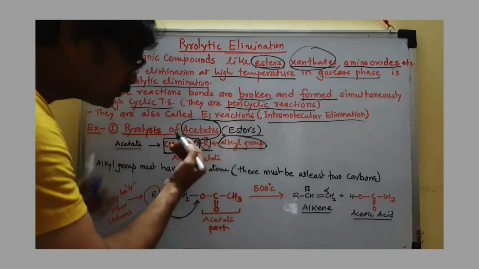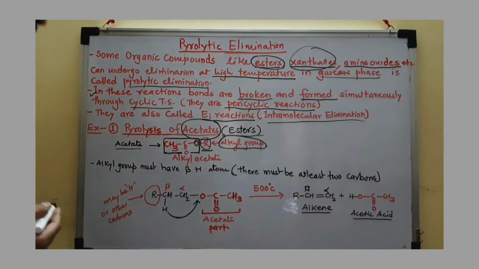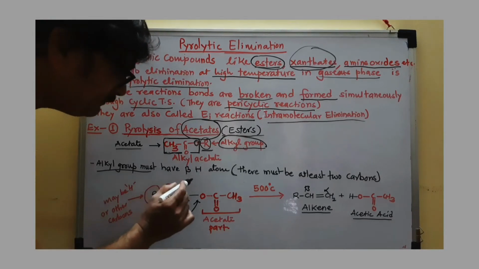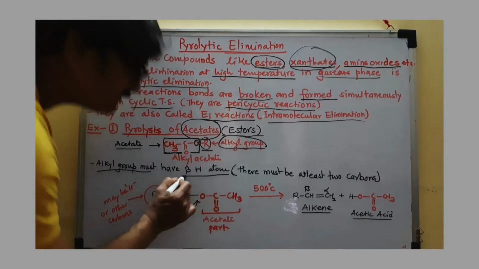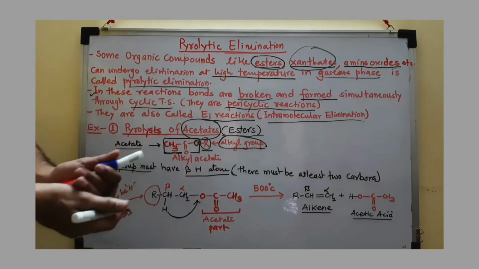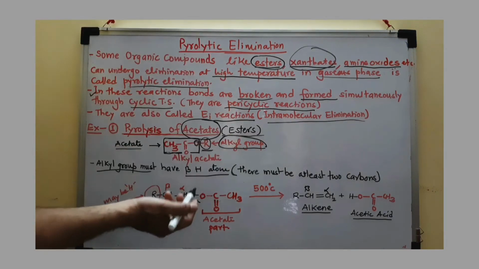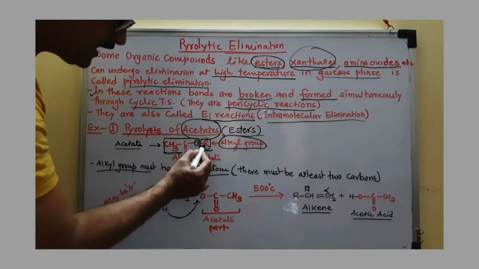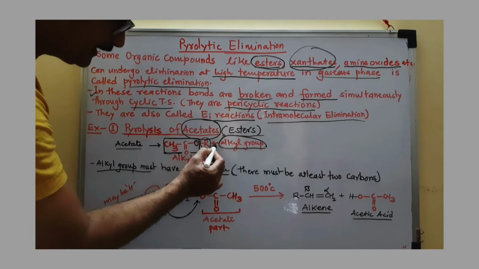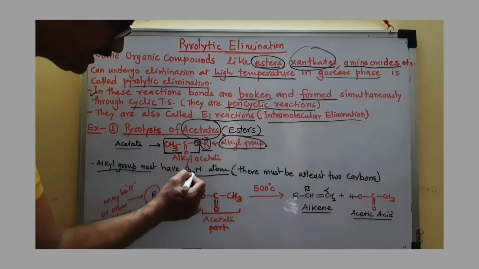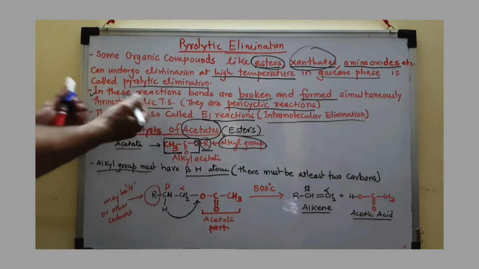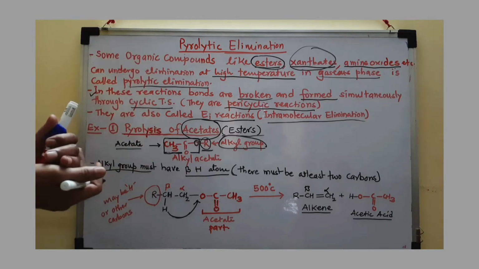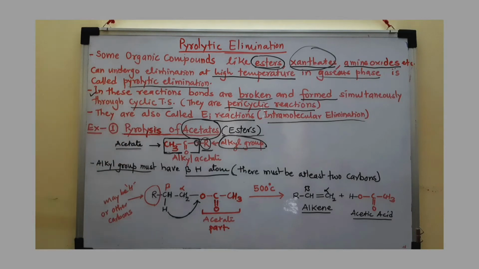So you focus, there are two parts. So what about the alkyl group? You need such a type of alkyl group that there must be a beta hydrogen. So at least two carbons should be there, and the carbon attached to the oxygen is the first carbon, and then the next is the second, the beta carbon, which must have at least one hydrogen for this reaction. So that is the condition of pyrolysis of acetate ester.